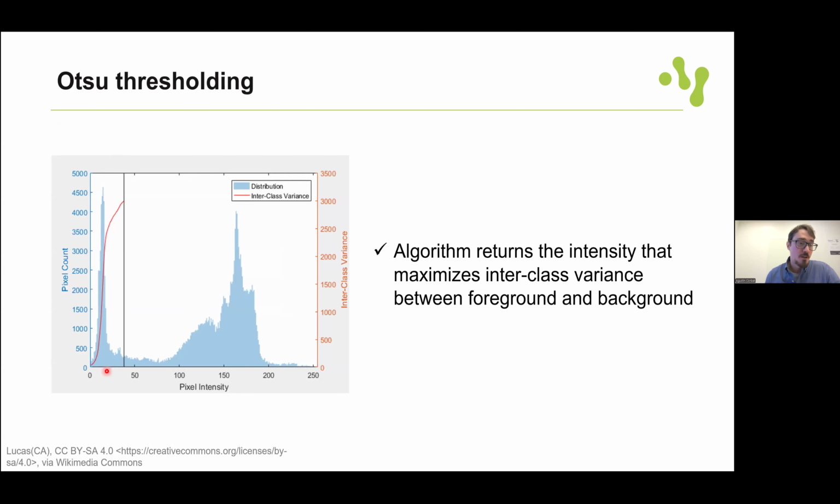Otsu, for example, works by having your histogram of intensities. And what it will look for is the value of threshold that maximizes the interclass variance. So if you were to choose an intensity threshold around here, you will have a group of pixels here and a group of pixels here, and the interclass variance is going to be the highest at that point.